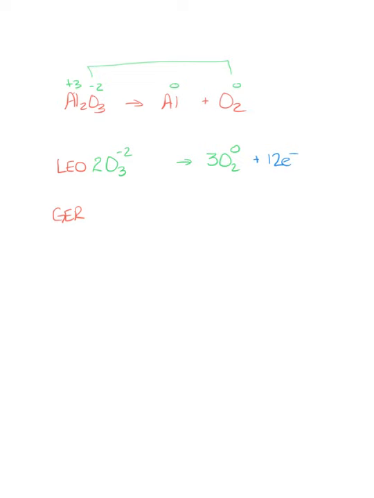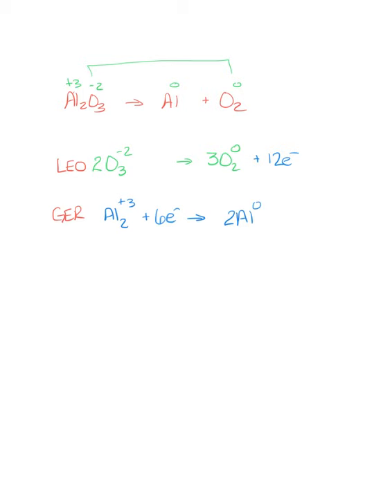The GER is the aluminum with a +3 charge becoming aluminum with a 0 charge. Balance it for mass. Okay, that's 2 aluminums there, only 1 there, so we have to put a 2 in front of it. And then we're going to put the electrons in. When we put the electrons in, we have a difference of 3 times the 2 aluminums, so that's going to be 6 electrons being gained.